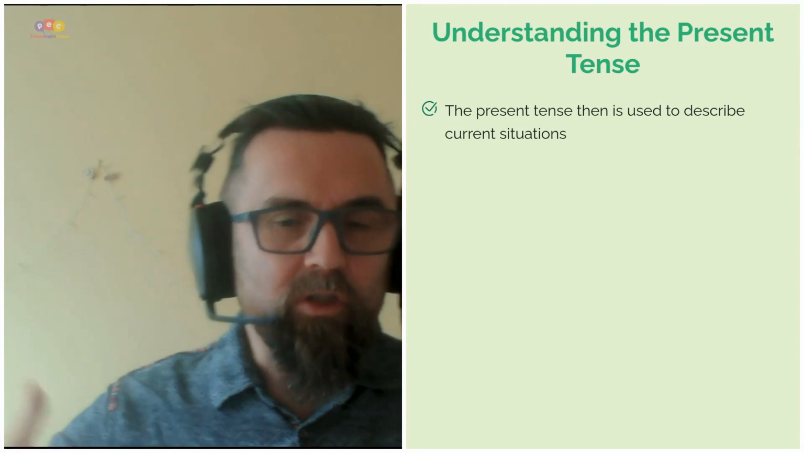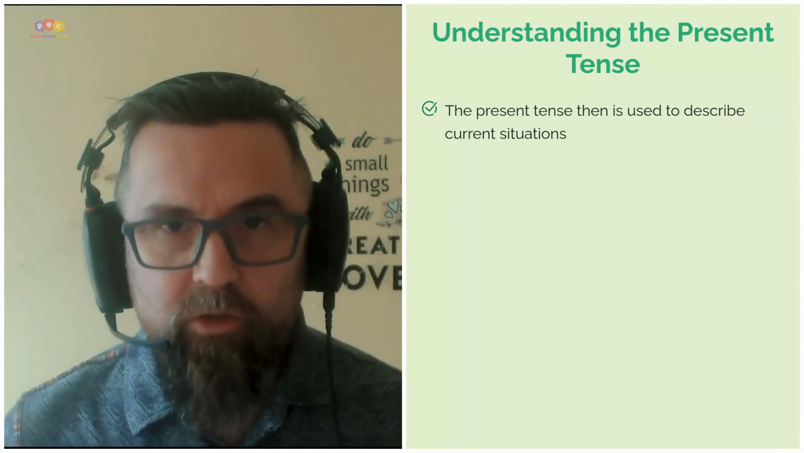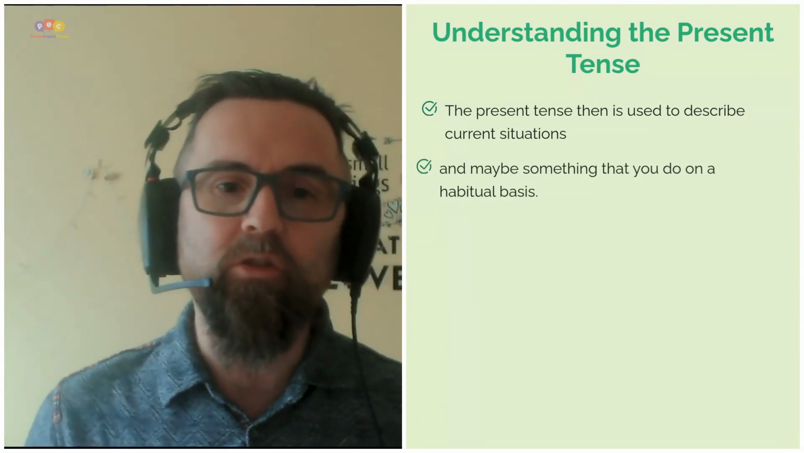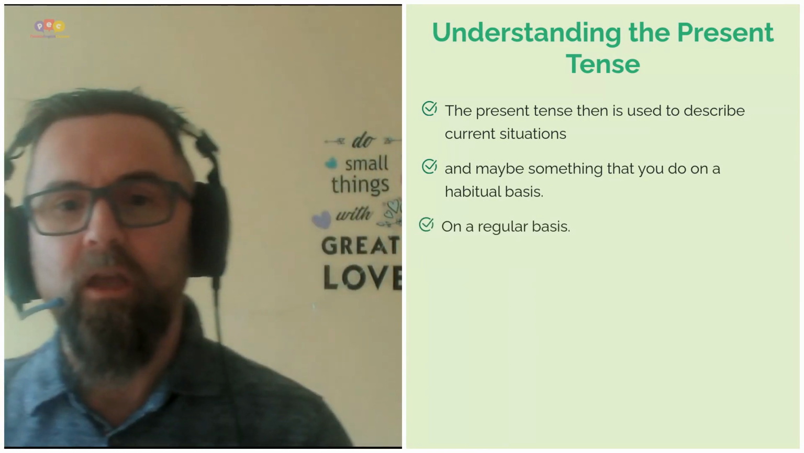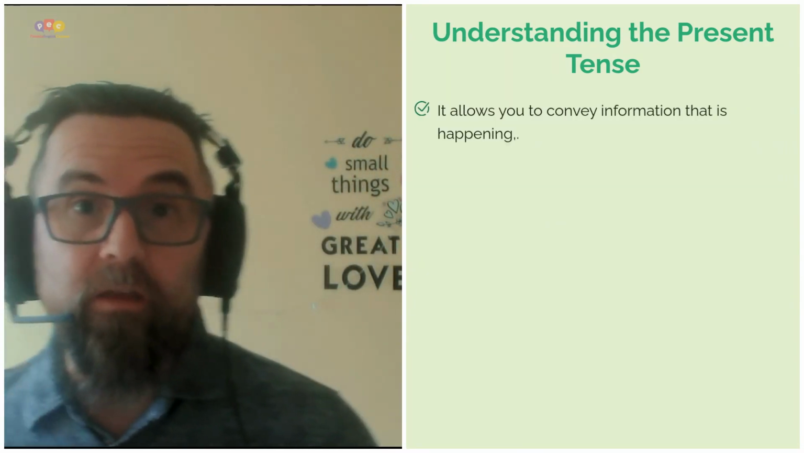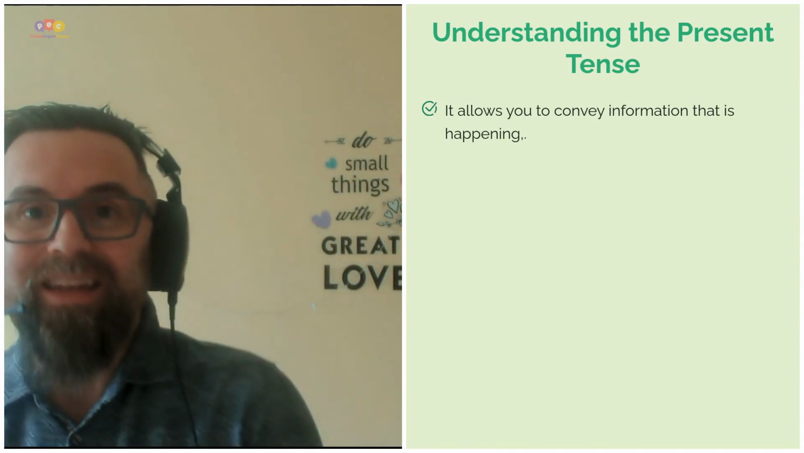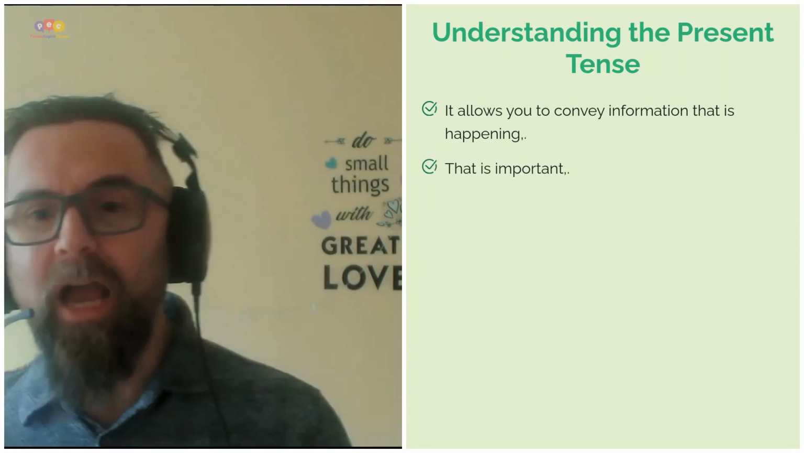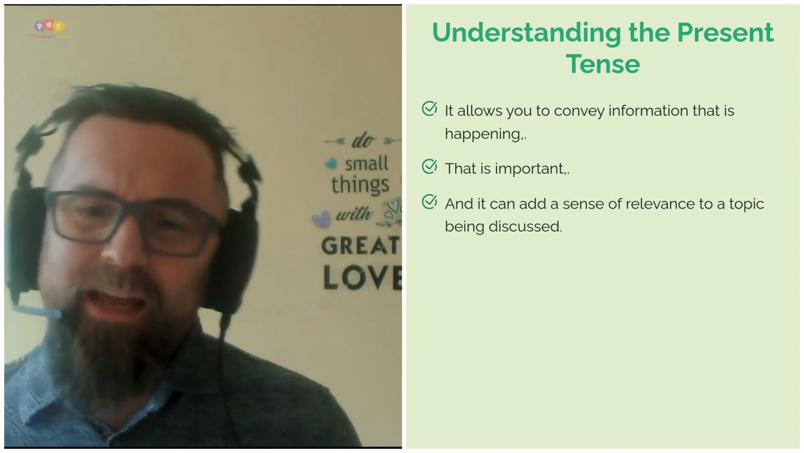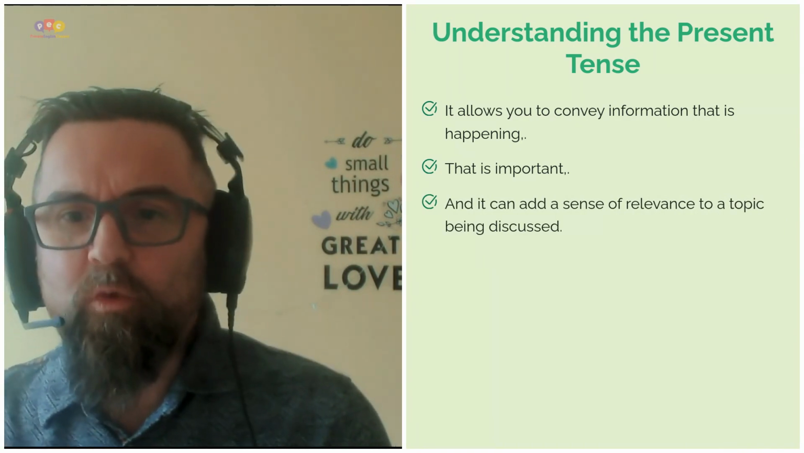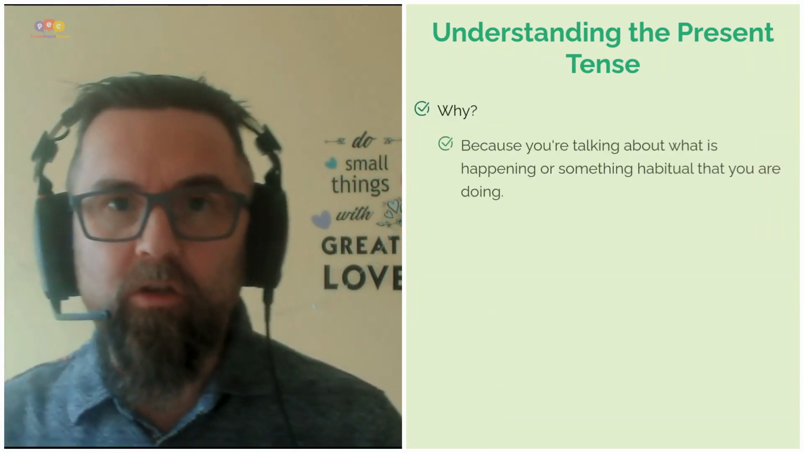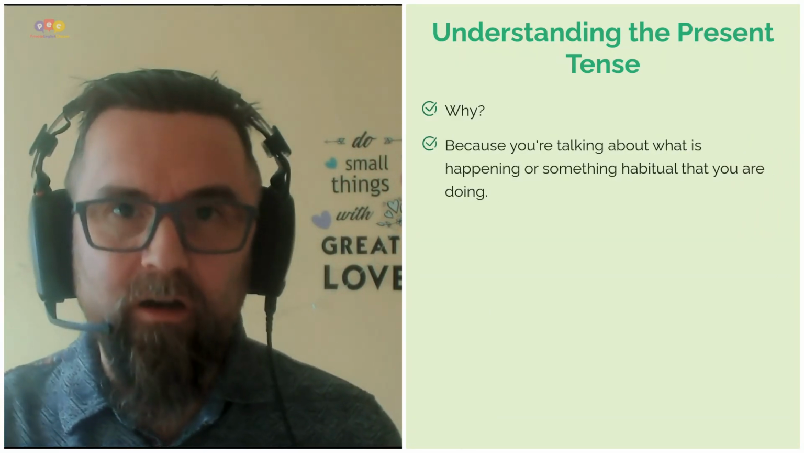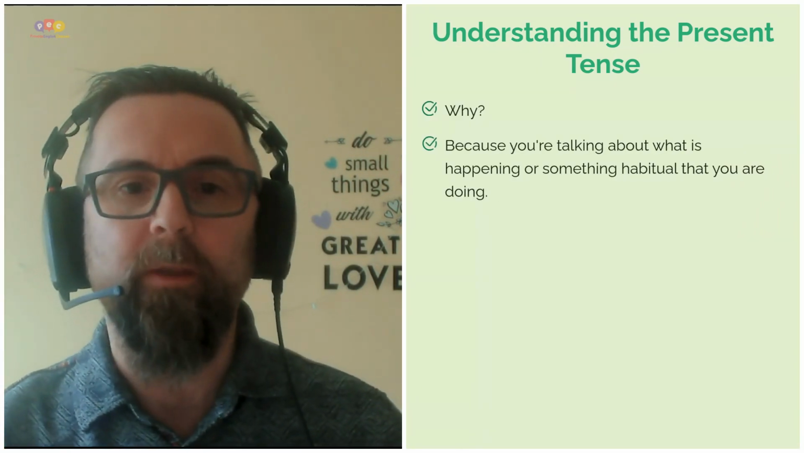The present tense then is used to describe current situations and maybe something that you do on a habitual basis, on a regular basis. It allows you to convey information that is happening, that is important, and it can add a sense of relevance to a topic being discussed. Why? Because you're talking about what is happening or something habitual that you are doing.